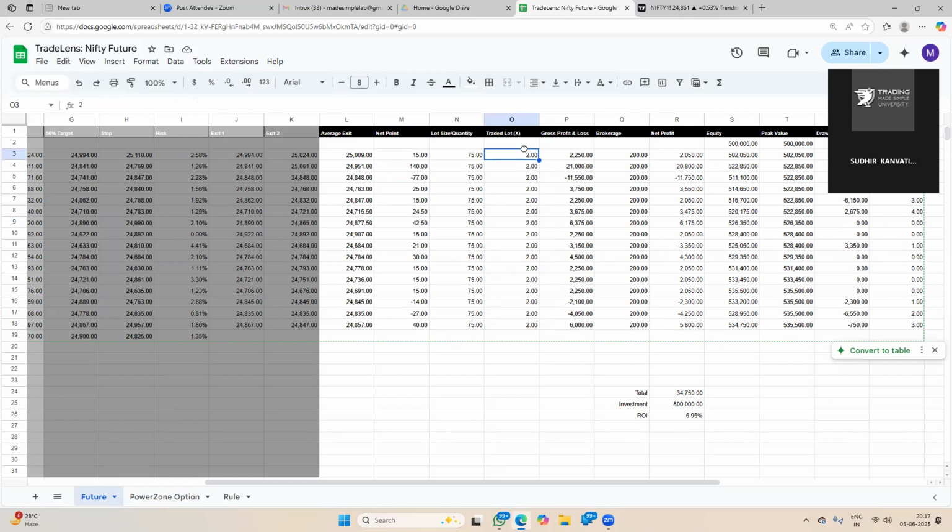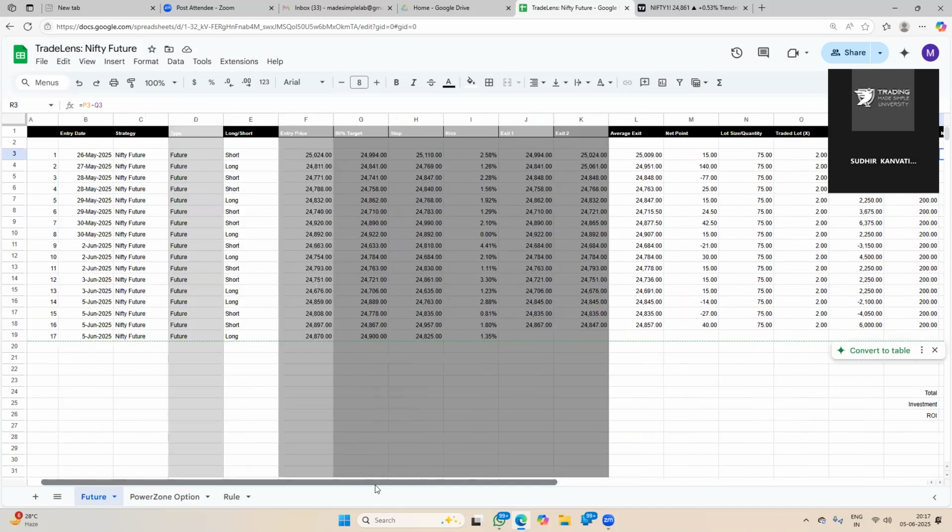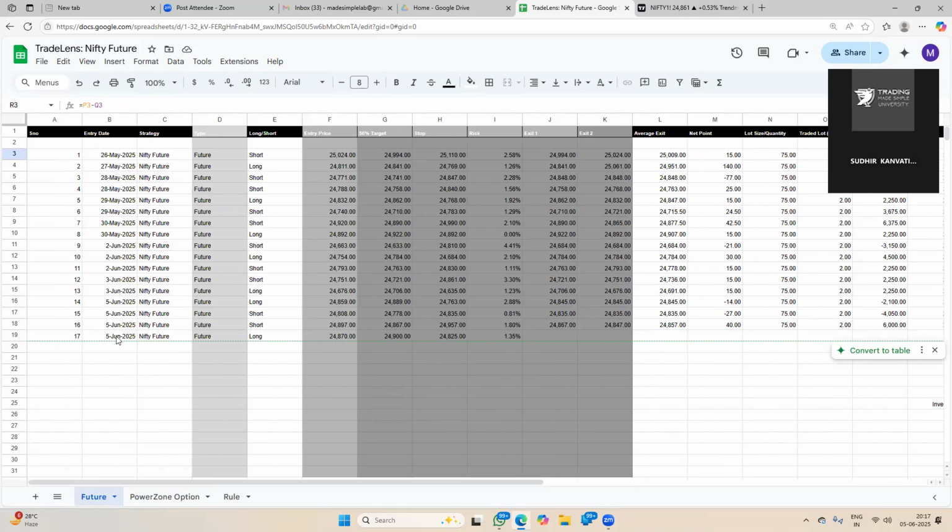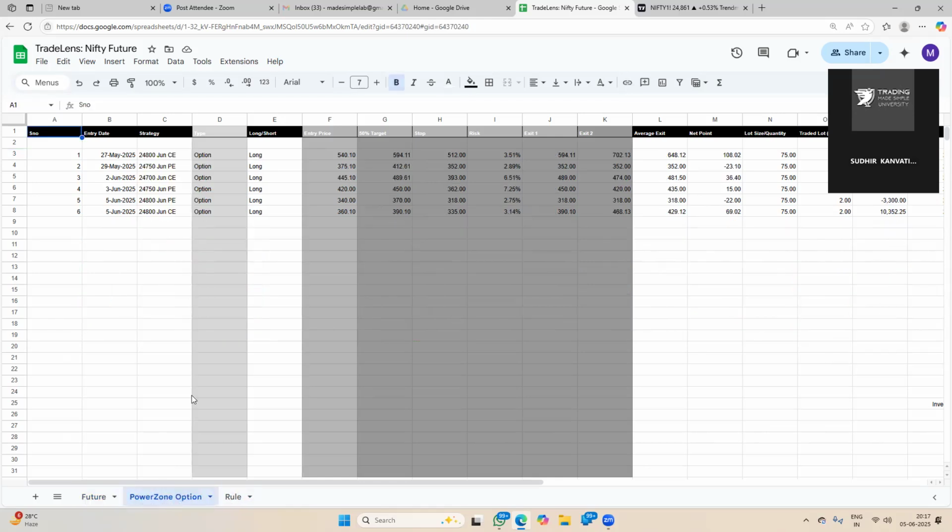So assuming two lots, what is the profit and loss? For gross profit, we added 200 rupees per trade as brokerage, which is normal. And then what is the net profit, and so on. All the records will be maintained here. Good. And here is the option trading tracker. This is the option trading tracker.